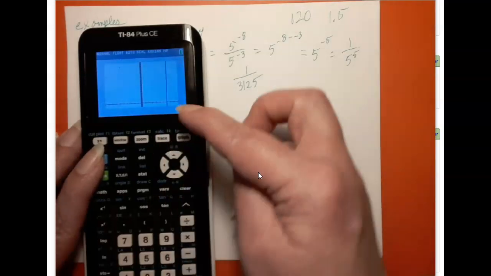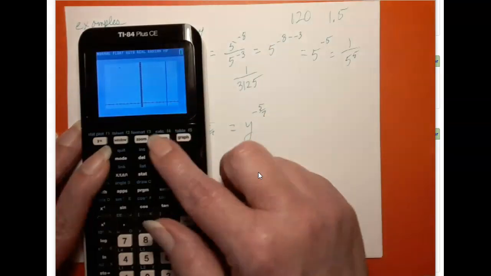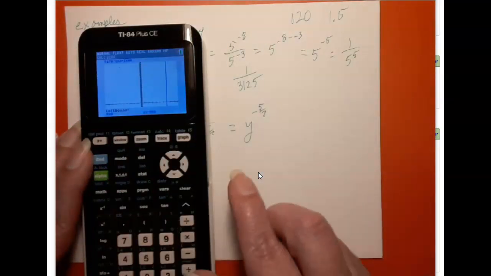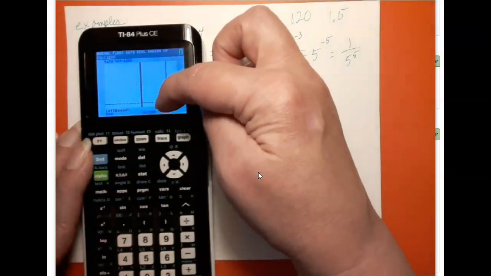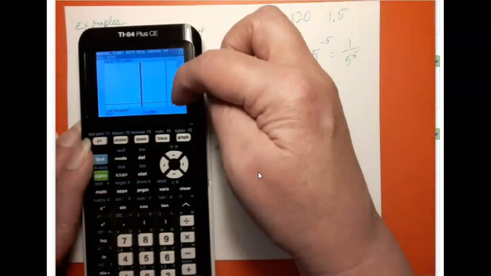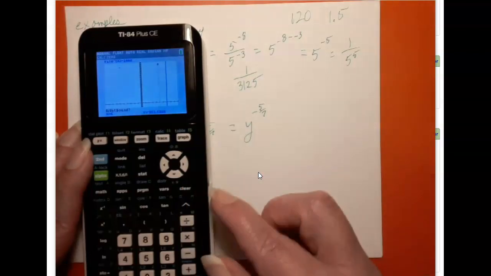So looking at the graph again, I just want this x-intercept here, which is a 0. So I do second and then calculate. I want the 0, which is 2. It's going to ask me for left bound. I know it's between, what was it, 6 and 7? 1, 2, 3, 4, 5, 6, 7, and 8, I guess. Well, I know it's between 5 and 9.